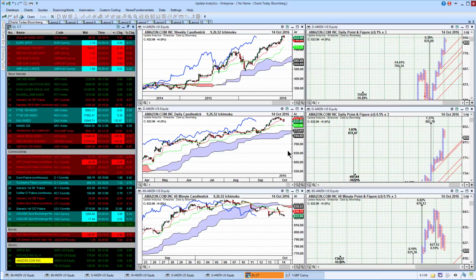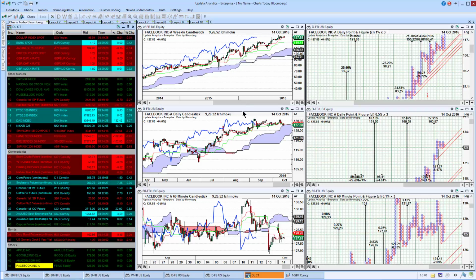Of course, you can do this on any chart. You can create your own list and update it, and you can do this on any stock. So we've got long term, medium term, and short term. This is Facebook, just a little bit bearish here in the short term, but great upside targets here in the medium and long term.